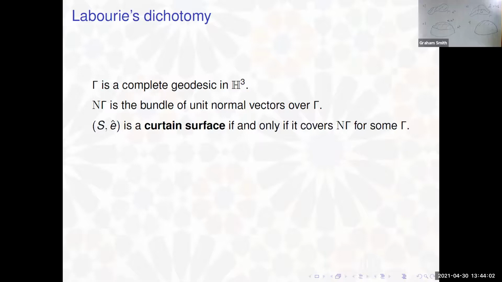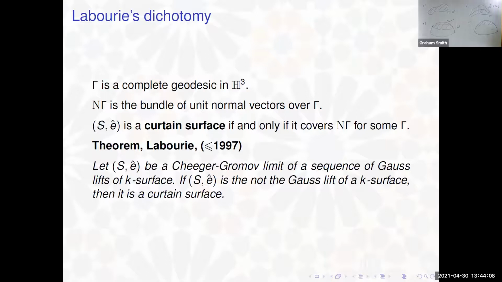Well, these are just covers of cylinders in the unit bundle. And this is the second part of Francois' result. It tells you that if your Cheeger-Gromov limit of surfaces is not the lift of a K surface, then it has to be a curtain surface. So this is very nice. If I have a sequence of K surfaces, I look at the lifts. I know that the lifts converge. Now I have two cases. Either the limit of the lifts is a curtain surface, so it's a cover of some cylinder, in which case its geometry is very easy to understand, or the limit of the lifts is the lift of a K surface, in which case it's something I'm looking for. So either way, I've won. It's a very powerful result.